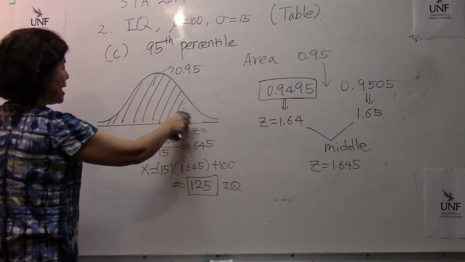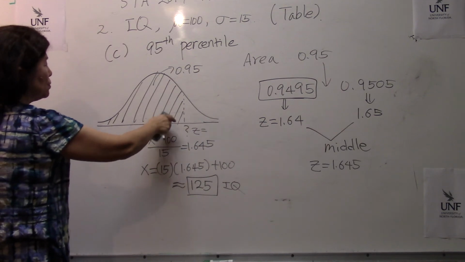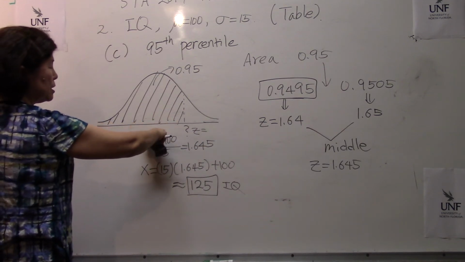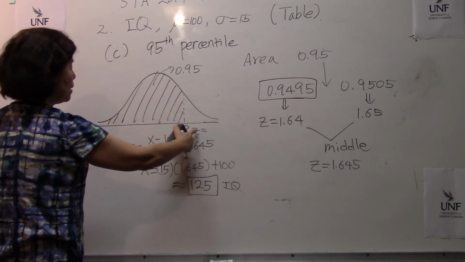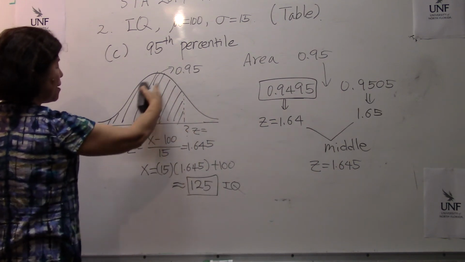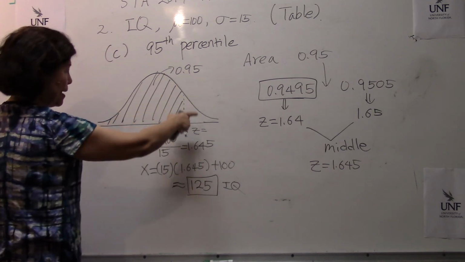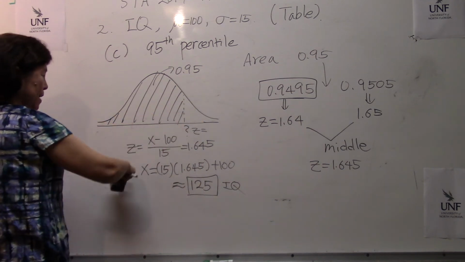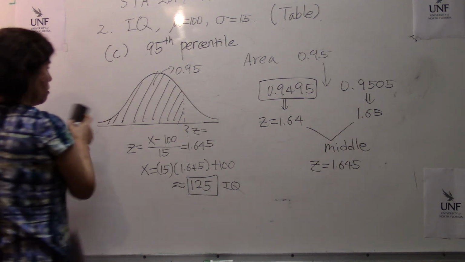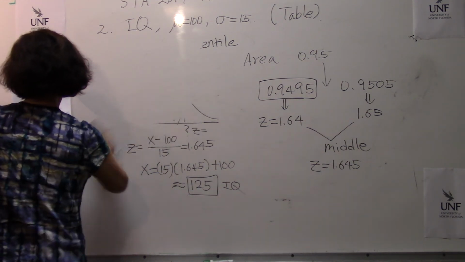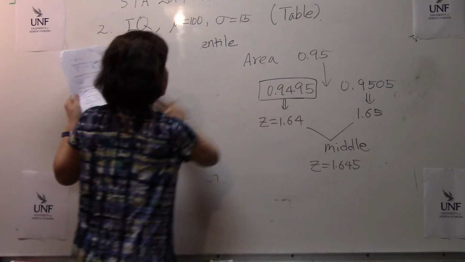Okay, in order to find the IQ score, you go to the standard normal distribution curve, and we have to find the z-score first. How do you find the z? Find the area to the left is 0.95, and then go from there and then compute x, which is IQ score. Okay? D.